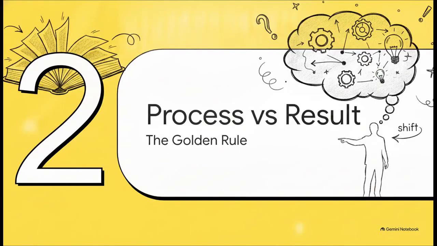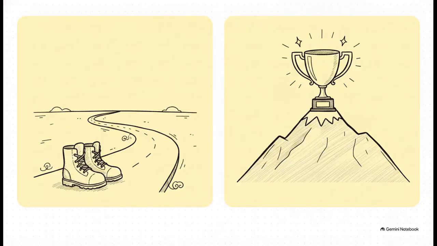Which brings us to section 2, our golden rule, process versus result. To fix this whole translation trap, we have to move away from the dictionary rulebook, right? We need to step into a native speaker's mindset. And here is the golden rule.